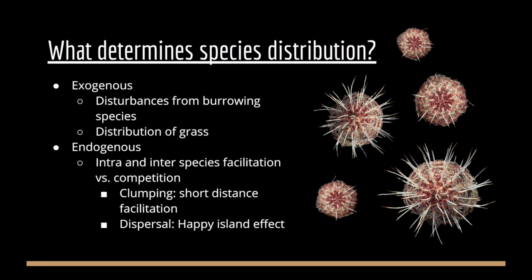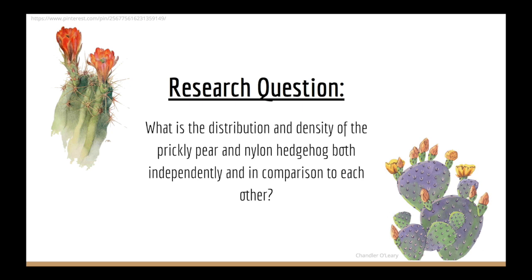Endogenous forces are driven by interactions such as facilitation and competition, both inter- and intraspecifically. For example, imagine a species with lots of intraspecific competition. You wouldn't see that species clumped. Instead, the distribution would be fairly evenly spaced out like a checkerboard, since each individual wants to be as far away as possible from other members of the population. In this study, we wanted to look at the distribution of nylon hedgehog cacti and prickly pear cacti, both within each species and between the two species.